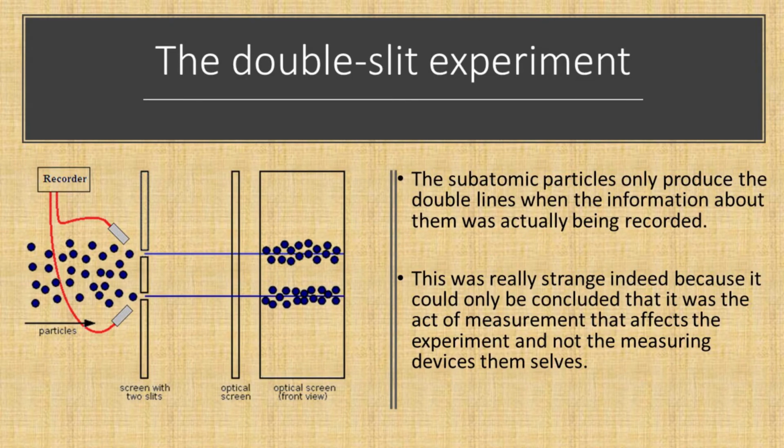The subatomic particles only produced the double lines when the information about them was actually being recorded. This was really strange indeed, because it could only be concluded that it was the act of measurement that affected the experiment and not the measuring devices themselves.